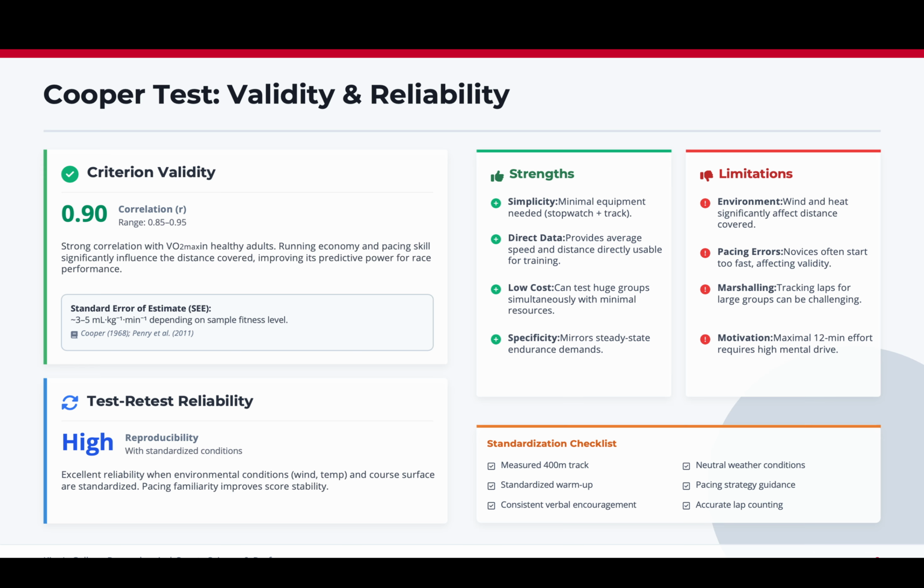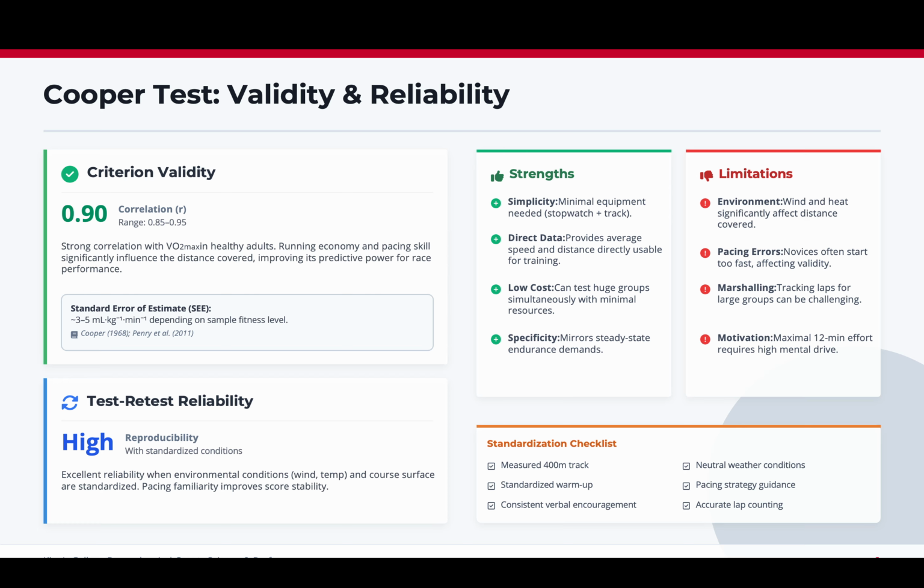What are the limitations? The environment, as we already said, can affect the distance covered. Pacing errors: novices will often start too fast. Marshalling track laps for large groups can be challenging. And motivation: a maximal 12-minute effort requires high mental drive.